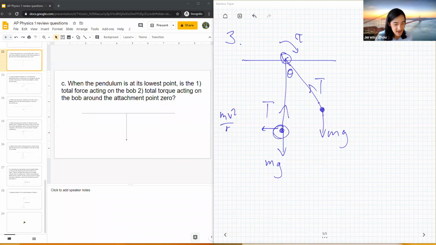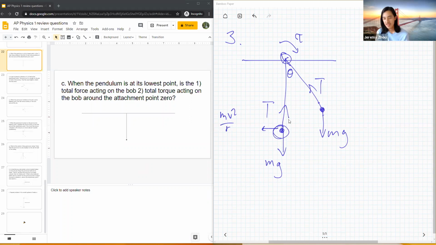Yeah, sorry for not clarifying. For torque, R is L. The torque depends on the distance from the center of torque and the force. So the distance here is L, or R. Yeah, the force has no perpendicular component.